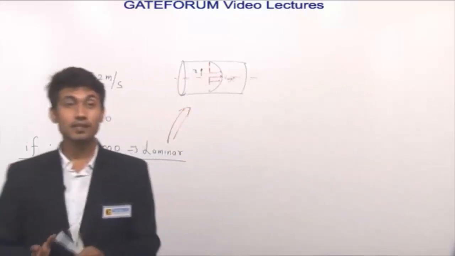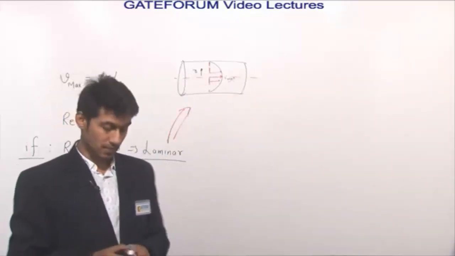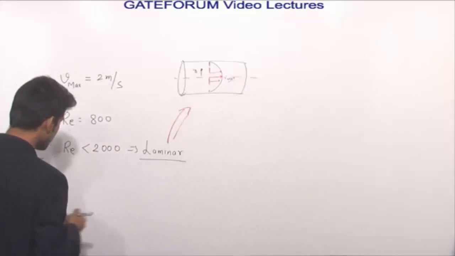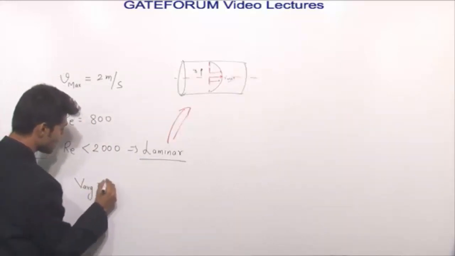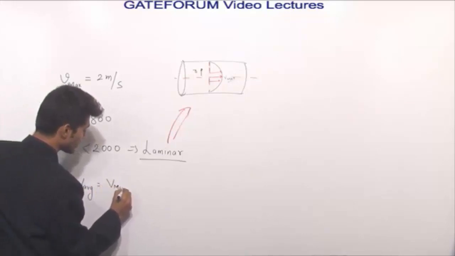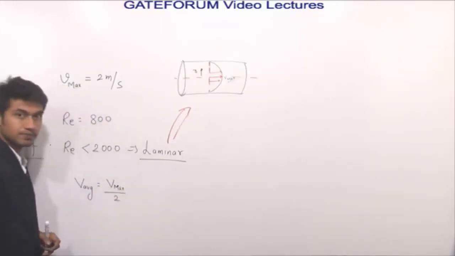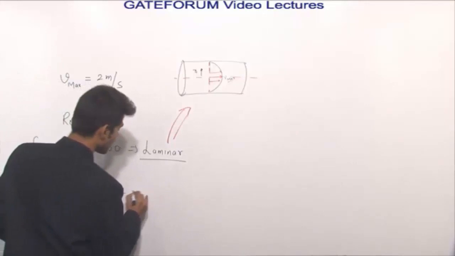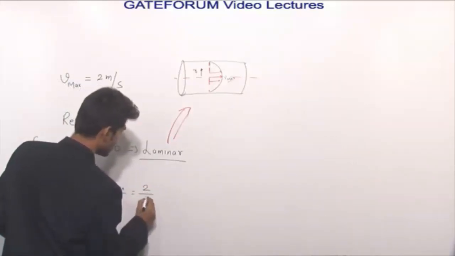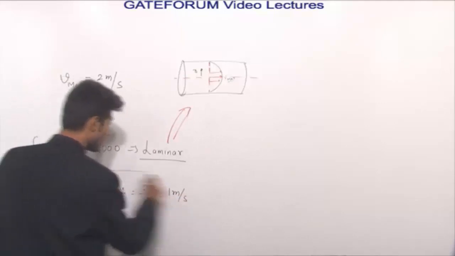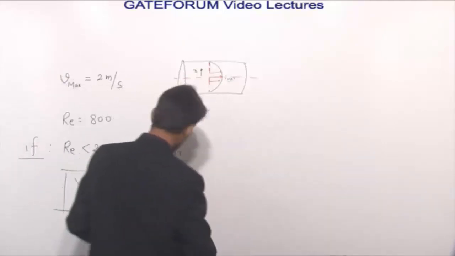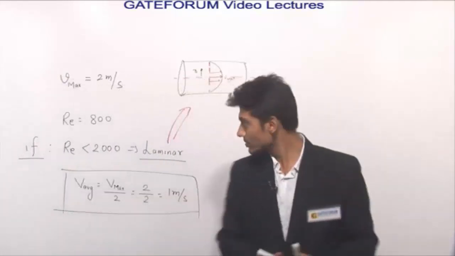The question is asking the average flow velocity in the pipe. For laminar flow, average velocity is V max divided by 2. So what is V max? V max given is 2, divided by 2, that is 1 meter per second. The question is very simple, the calculation is very simple. 2 by 2 is 1. This is the final answer.